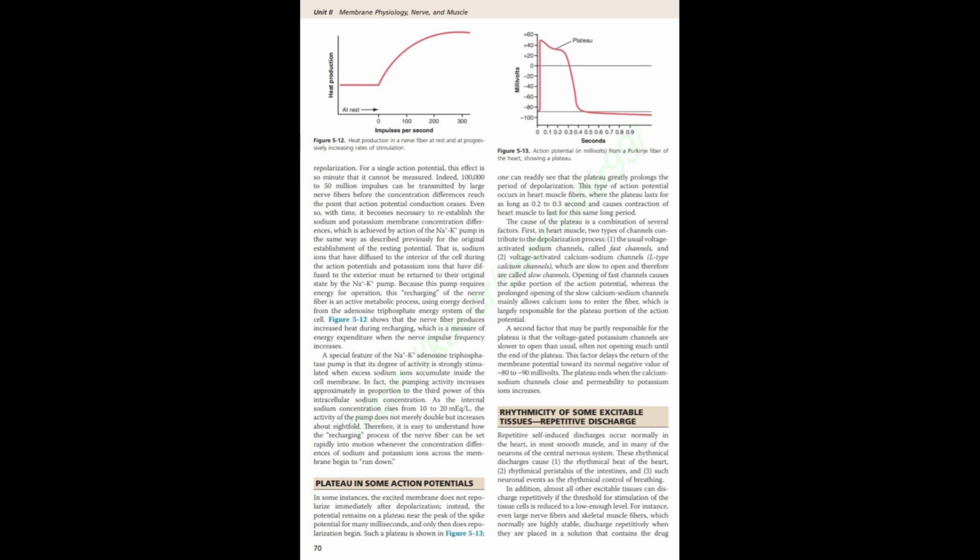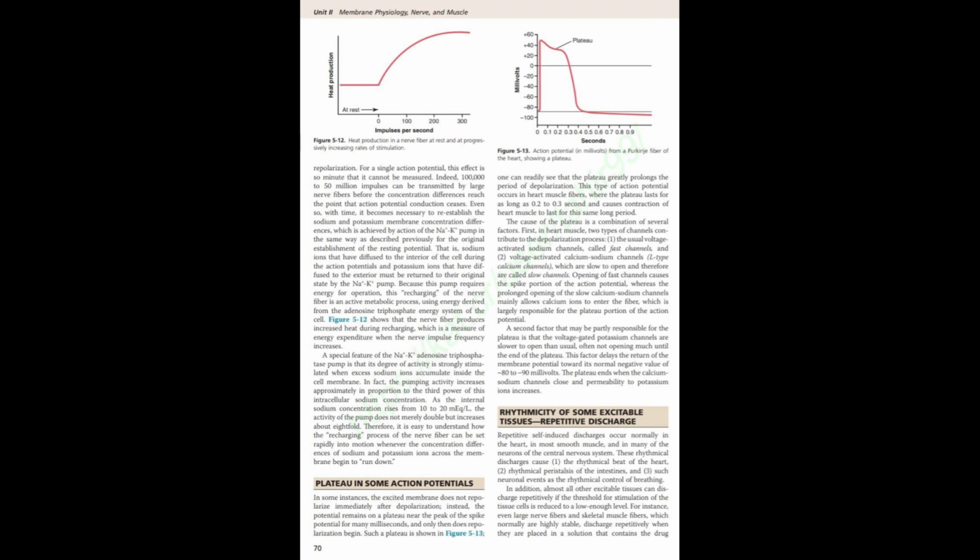The second last paragraph under the heading: the cause of the plateau is a combination of several factors. First, in heart muscle, there are two types of channels that contribute to the depolarization process. The usual voltage activated sodium channels, called fast channels, and the L-type calcium channels, which are slow to open and therefore called slow channels. Opening of fast channels causes the spike portion of the action potential, whereas the prolonged opening of the slow calcium sodium channels mainly allows calcium ions to enter the fiber, which is largely responsible for the plateau portion of the action potential.